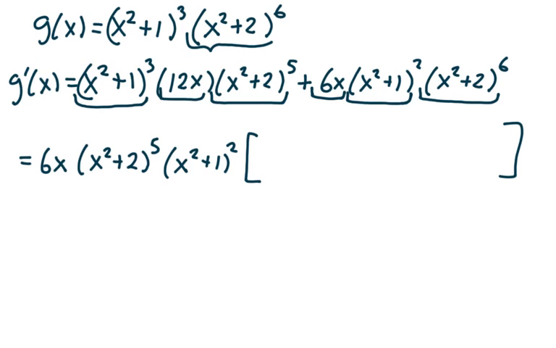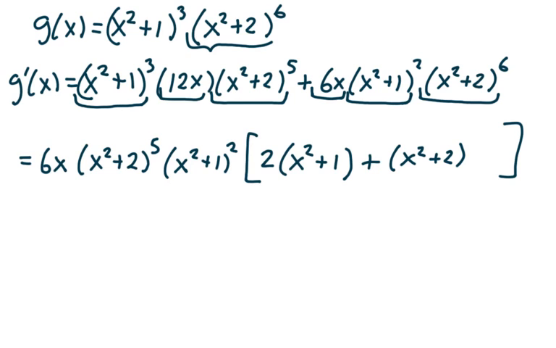Now, what do you get in parentheses? Well, I factored out an x squared plus 1 to the second, so I know I have an x squared plus 1 left. And I'm going to take that result and multiply it by 2. I'm going to go plus. I factored out x squared plus 1 to the second and x squared plus 2 to the fifth. So I do know I have an x squared plus 2 left over. So I need to write that down. I didn't factor out all the x squared plus 2's, so to speak.